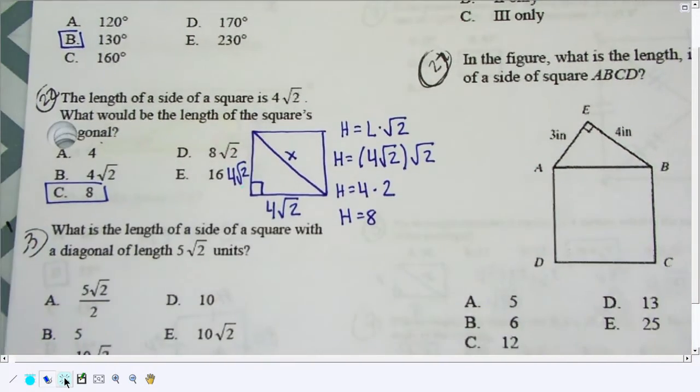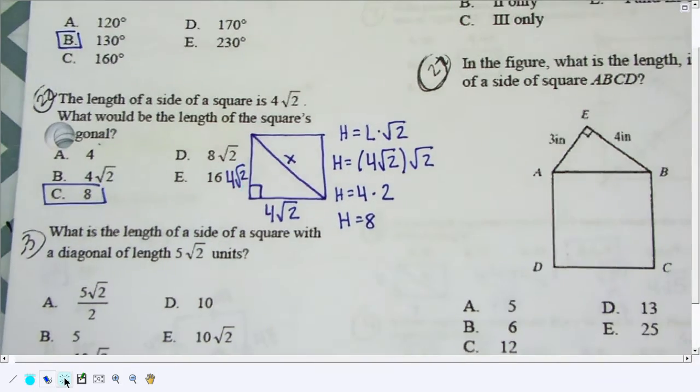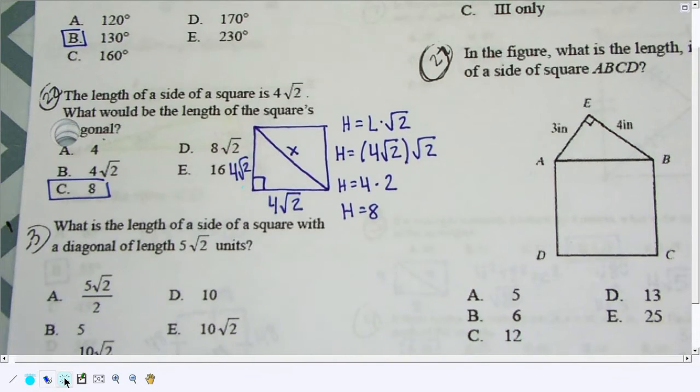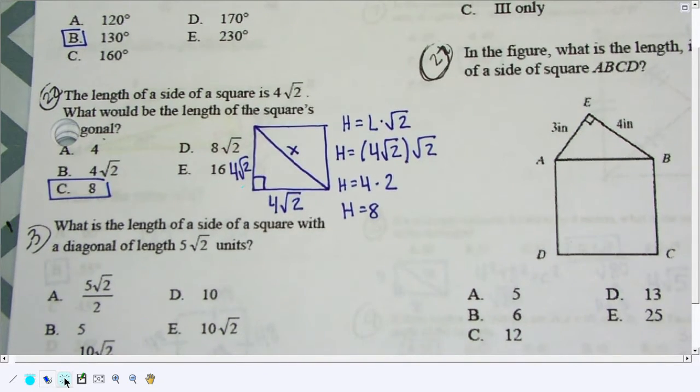Anytime you're dealing with squares, you'll always have 45, 45, 90 triangles. And they really like those problems. You can use trig. You could also use Pythagorean theorem, but they take a lot longer than just memorizing and using the special right triangle formulas.